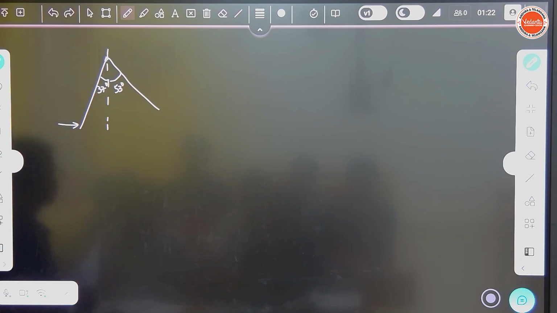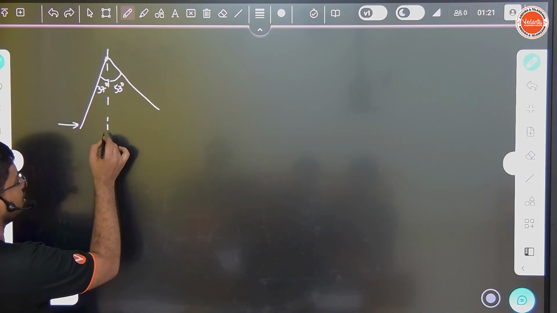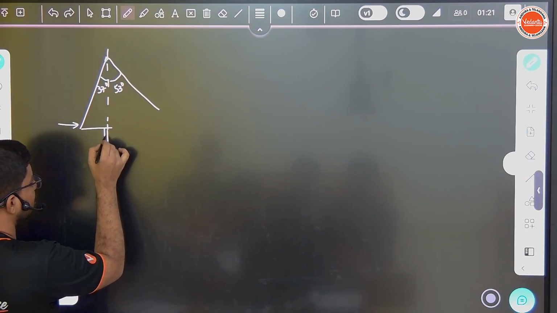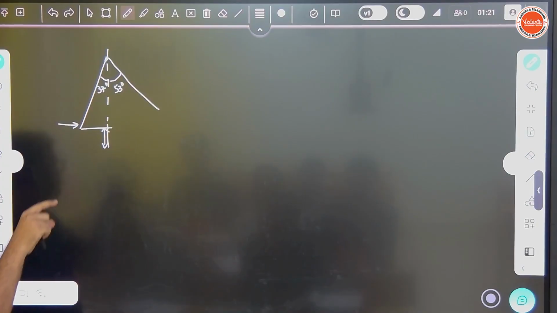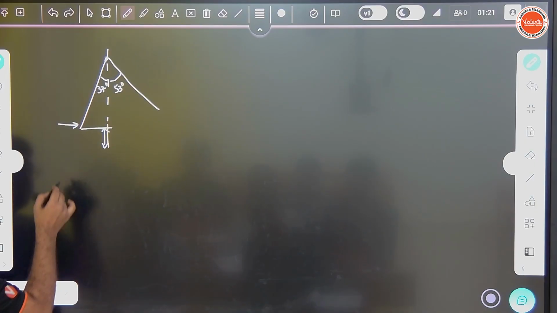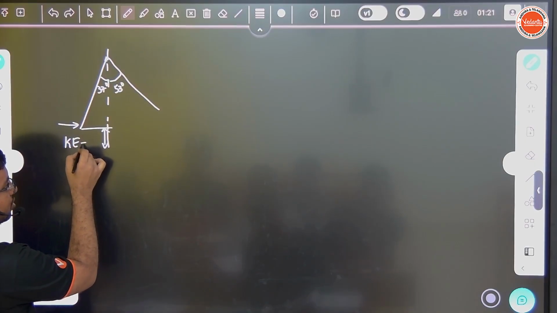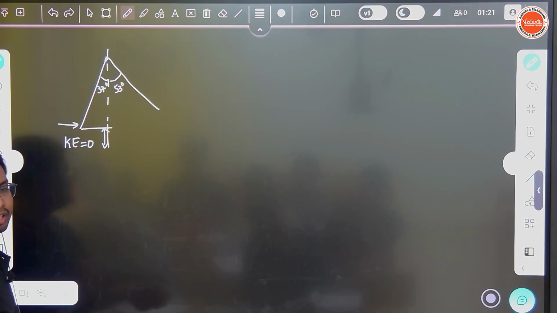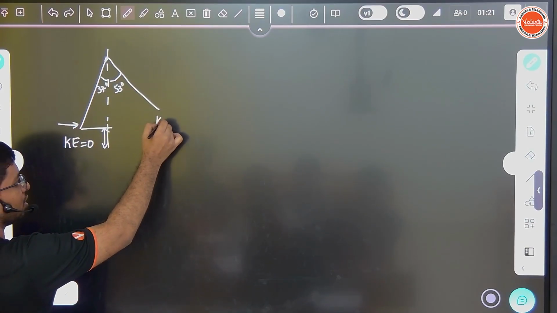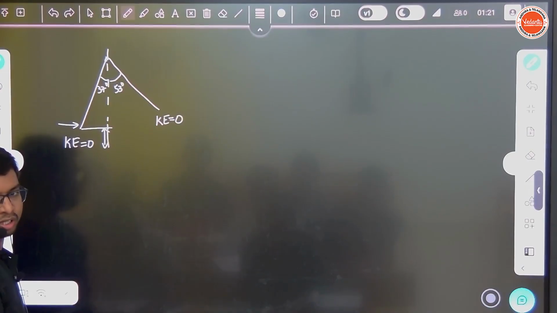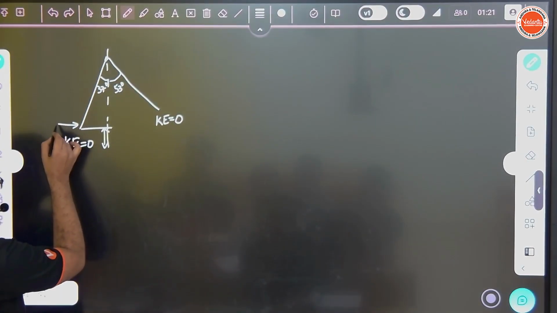mg into 1 minus cos theta. So mg into 1 minus cos theta will give you this particular one. Just apply the work energy theorem, simple work energy theorem here, right? What is kinetic energy over here? 0, right? And at the extreme position, again his kinetic energy will be 0 only, right?